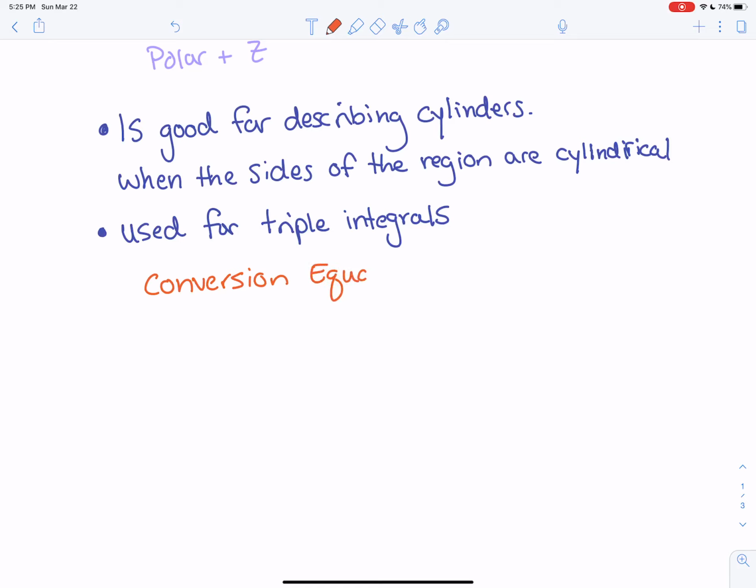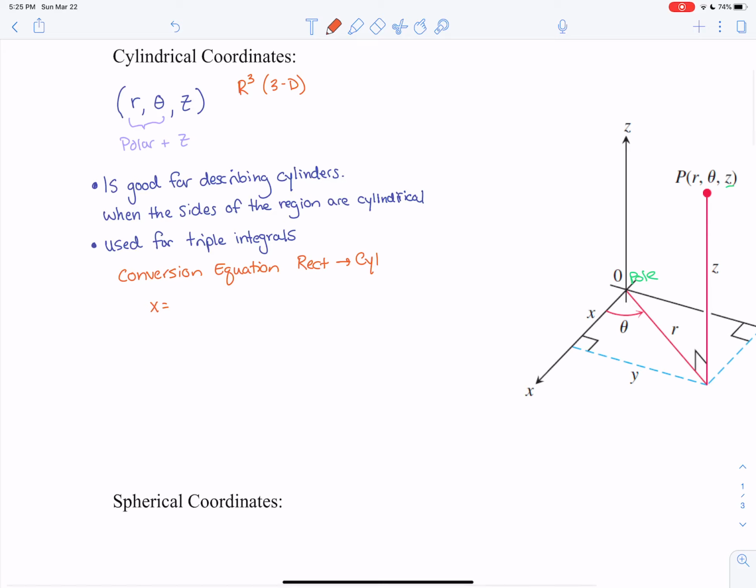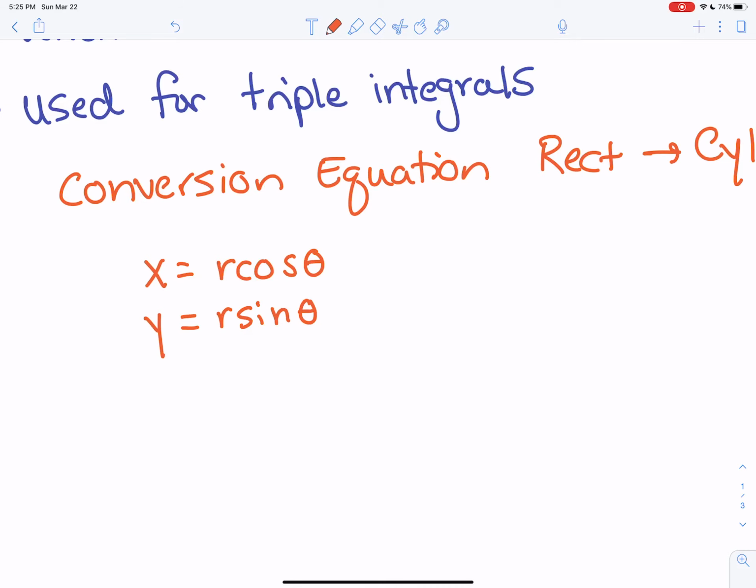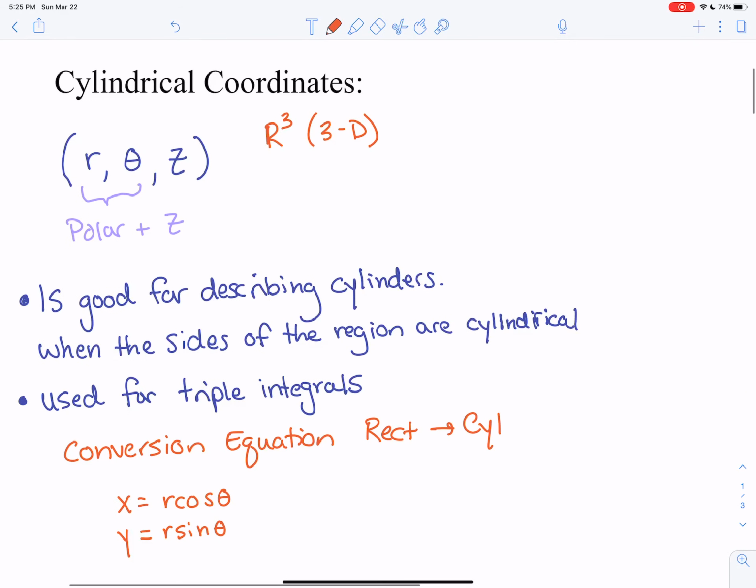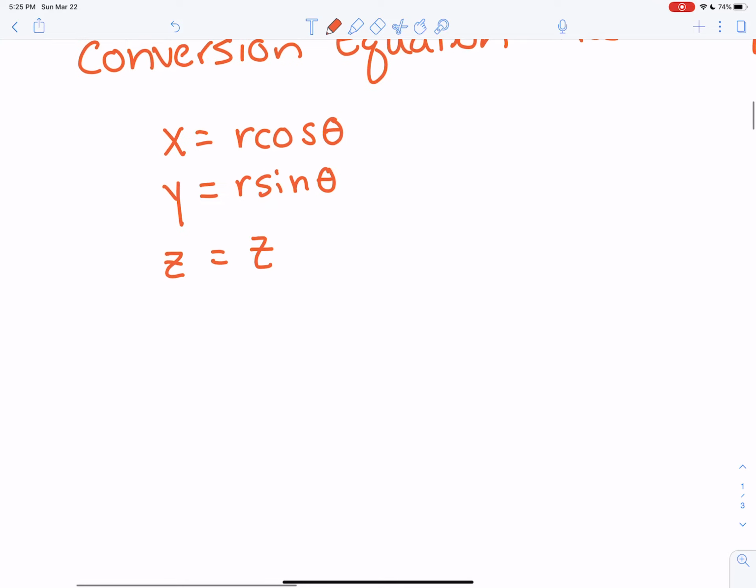Here's the conversion equation for rectangular to cylindrical. So we have one for x, y, and z. Remember the first two components in the cylindrical coordinate system are polar, so it's going to be the exact same conversion equation. So x will still be r cosine theta. Y becomes r sine theta. And then remember, this z is just a regular Cartesian z. There's no conversion. So z is just the same z that you've been using from before. So z is z.